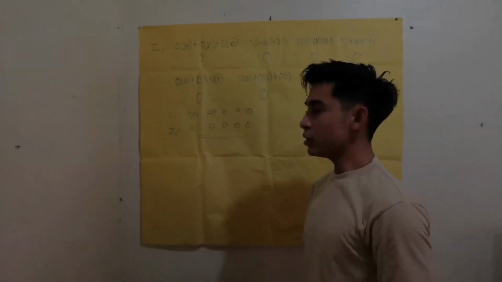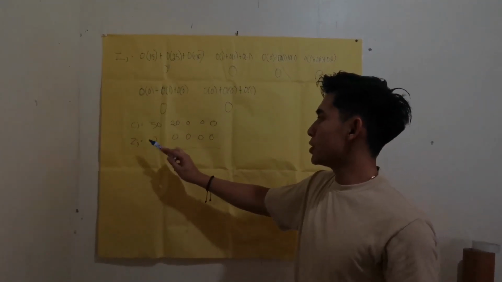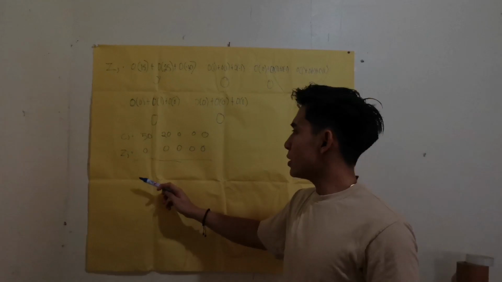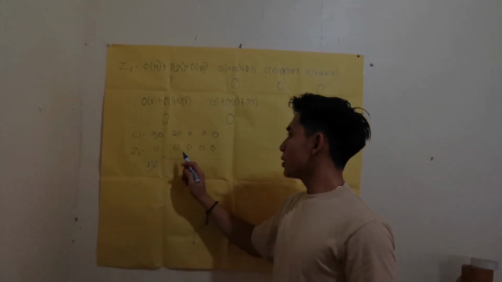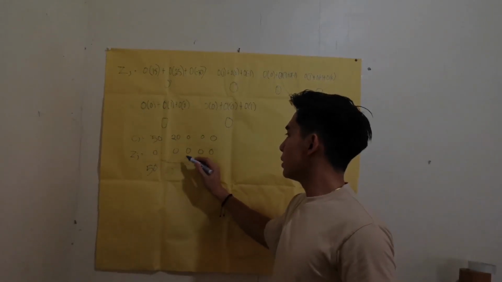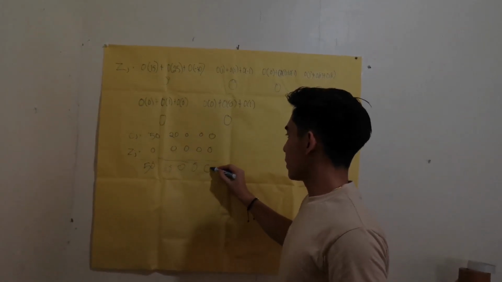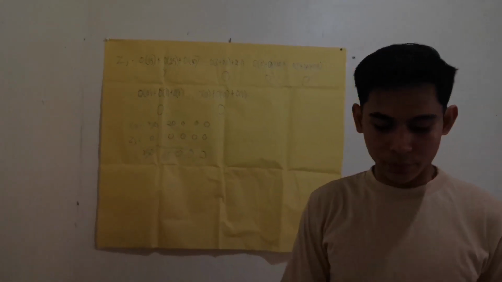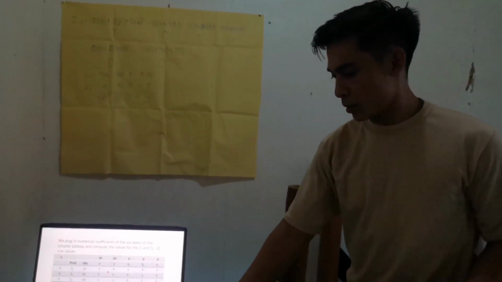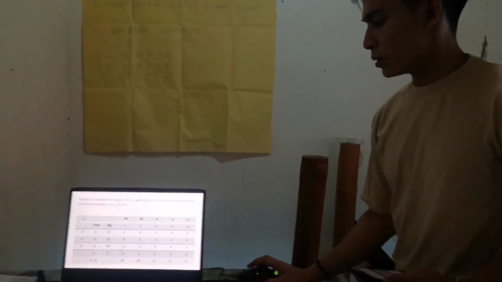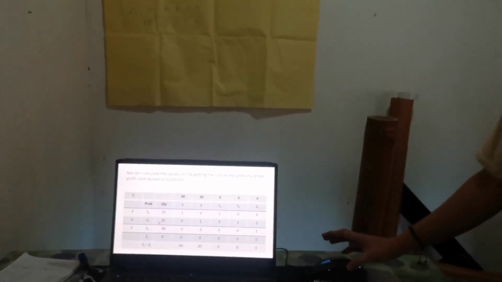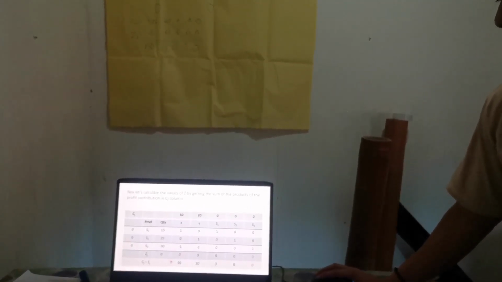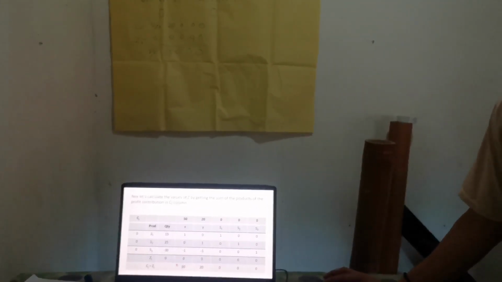So, i-minus natin ito, itong C sub J and Z sub J. So, 50 minus 0 is still 50. 20 minus 0 is 20. And 0, 0. So, as you can see, ito na yung pagkalagay ng mga C sub J and C sub J minus Z sub J rows sa tableau.